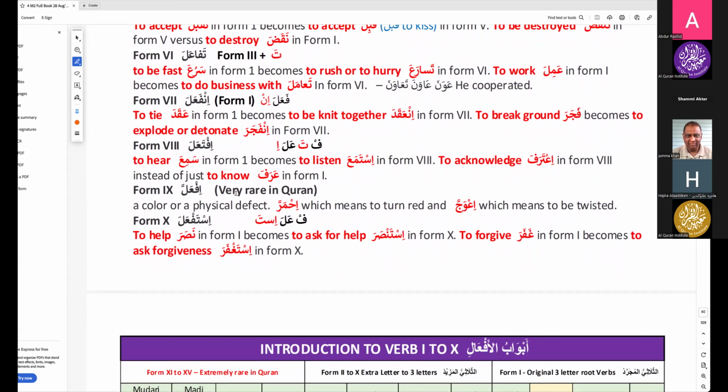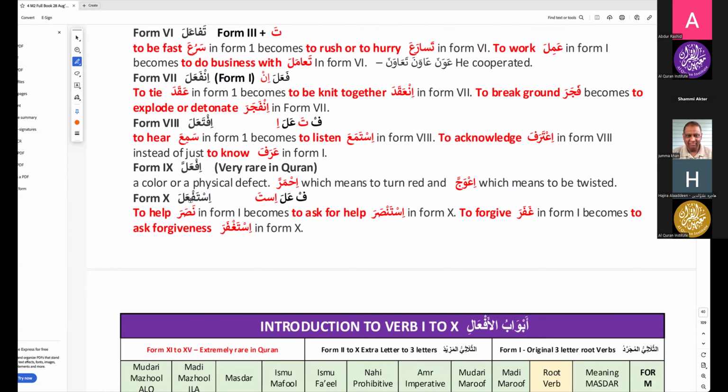Form number 9, a color or physical defect: ihmarra, which means to turn red, and iwajja, which means to be twisted.